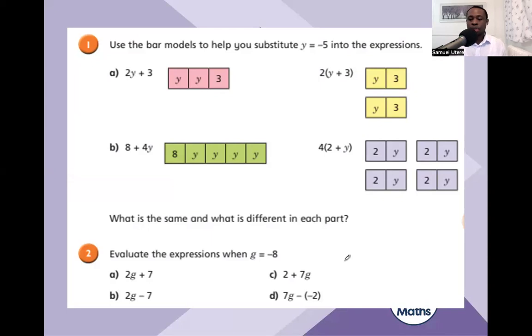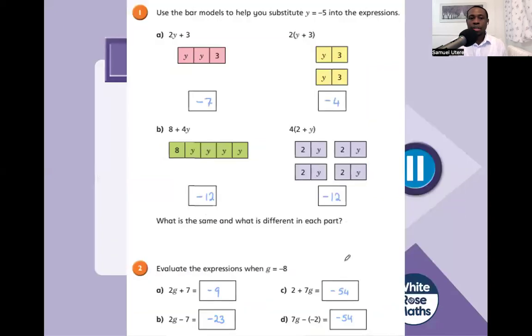Assuming you've paused the video and you've answered the questions, here are the answers. For the first one, you were asked to use the bar models to help you substitute y equal to -5 into the expressions. By now, you should know how to do your substitution. So 2y means 2 times whatever y is. Y is -5, so 2 times -5 will be -10. -10 add 3 will be -7.